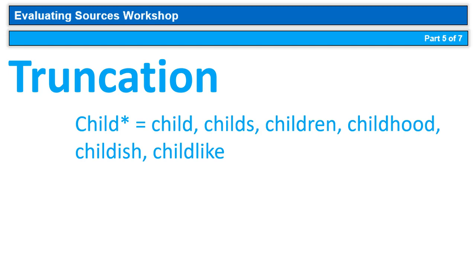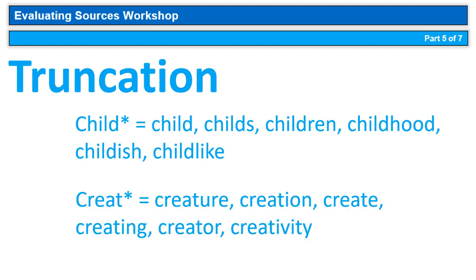This is where truncation can get tricky. You want to make sure that you use enough of the root word that you don't get bad results. Let's see what happens if we want to search for creativity, but use the term creat asterisk. We might get results using creature, creation, create, creating, creator, or creativity. There's a huge difference between creature and creativity, so use truncation carefully.